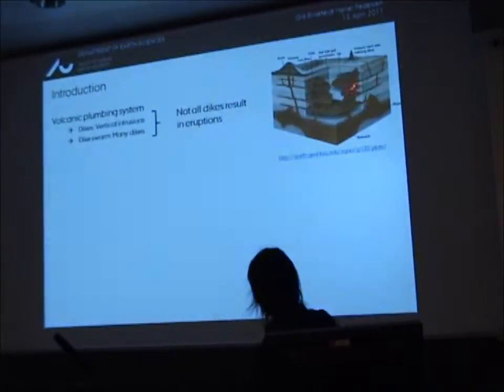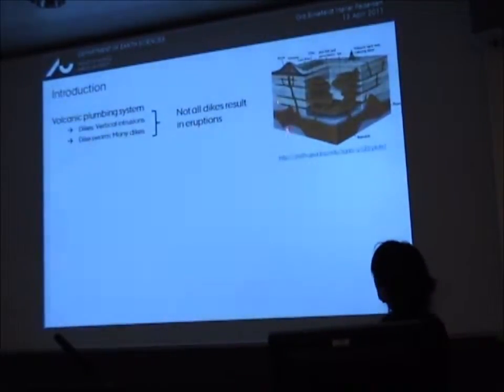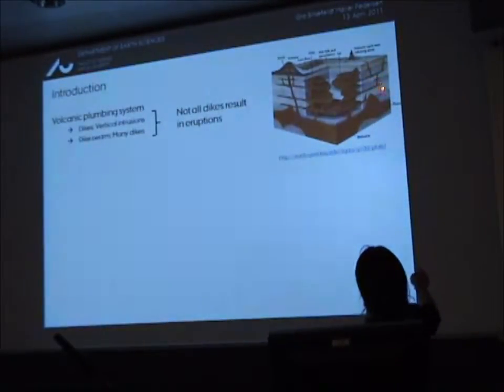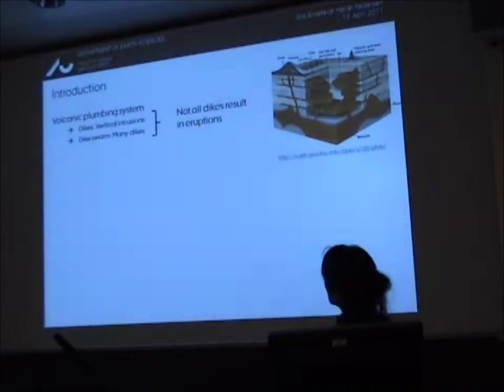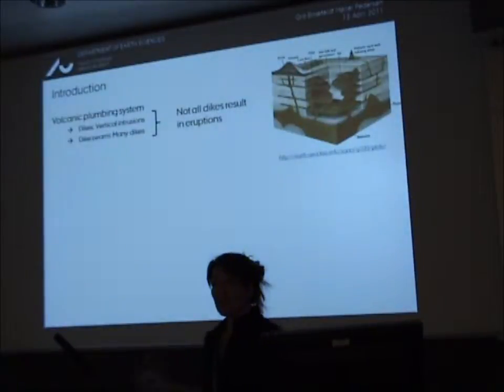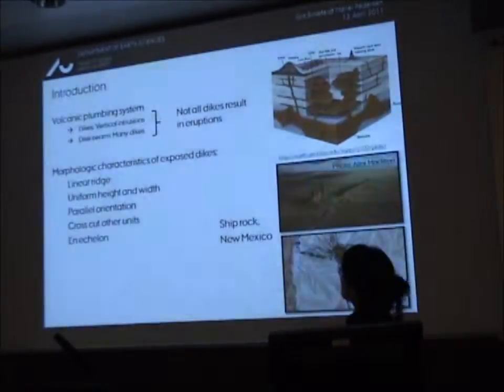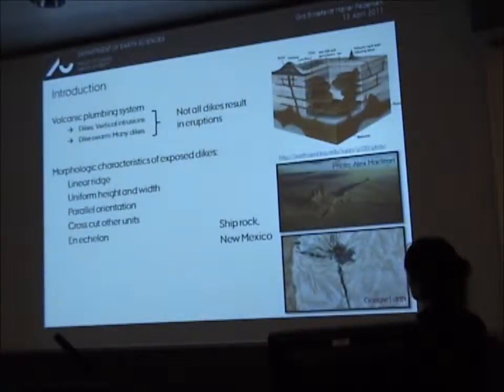So just to refresh, this is a volcanic plumbing system over here, and dikes are generally vertical intrusions, as you can see them here in orange. And dike swarms is just lots of dikes. And not all dikes erupt. So this is what a dike system can look like.